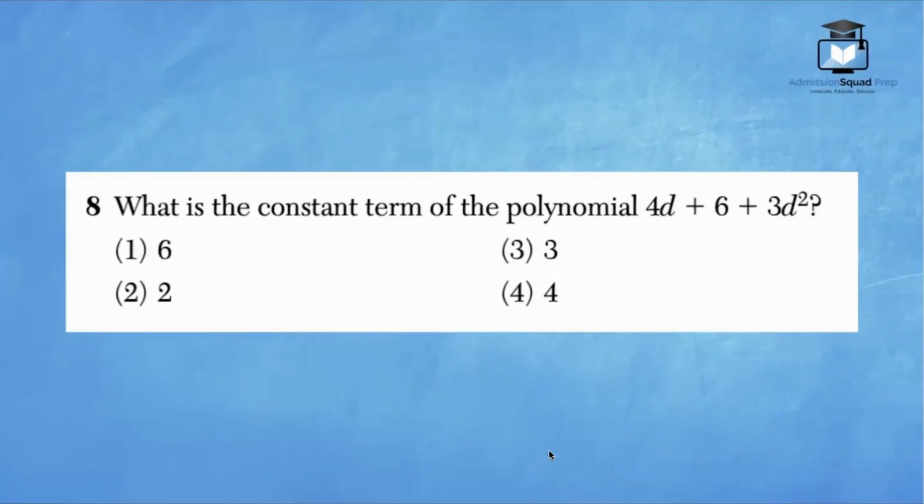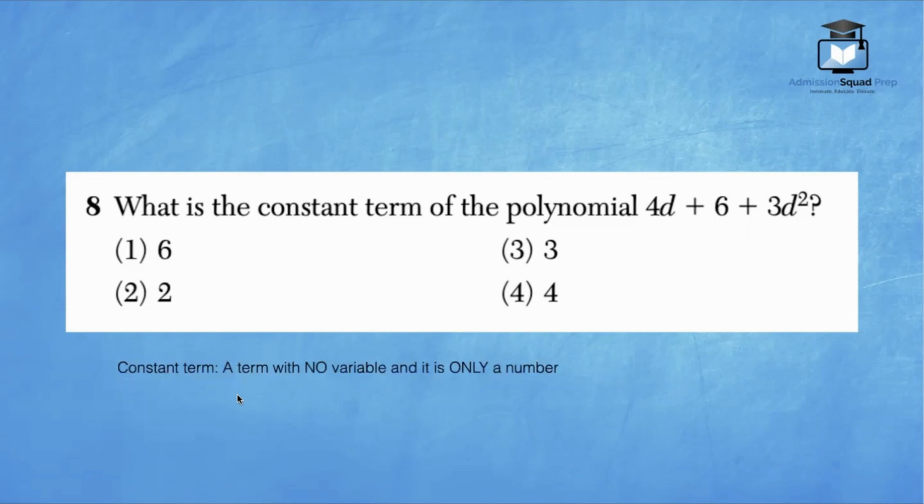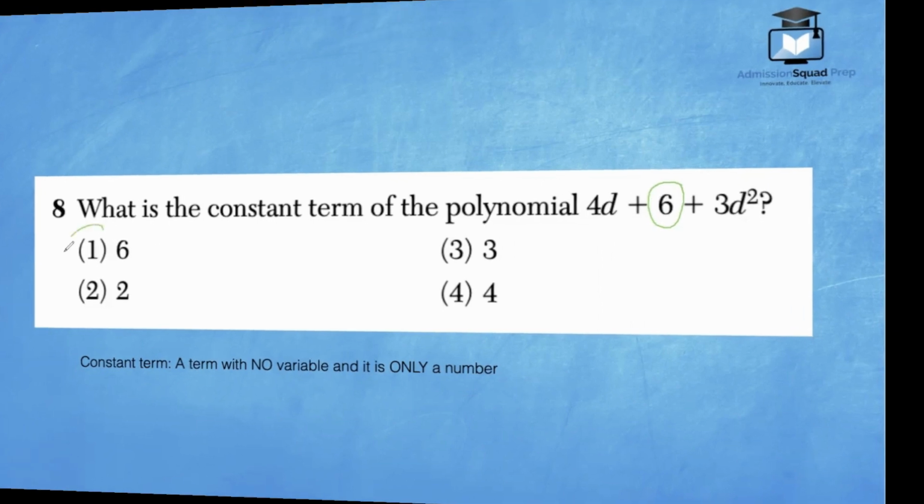What is the constant term of the polynomial 4d plus 6 plus 3d squared? Let's recall the definition of a constant term. It is a term with no variable, right? No x, y, a, b, c, or d, and it's only a number. So when we take a look at this polynomial, it's clear that 6 is the term with no variable, and it's simply a number by itself. So that is the correct answer.